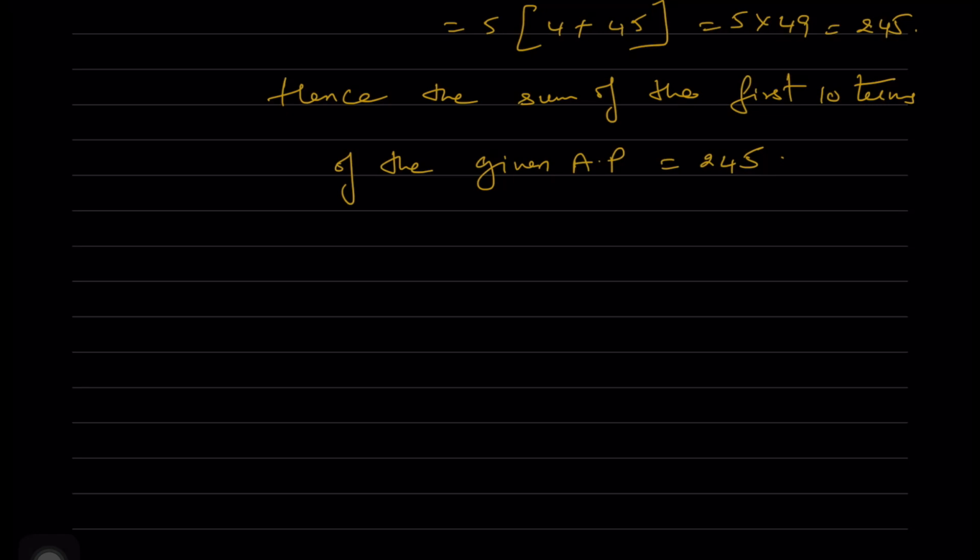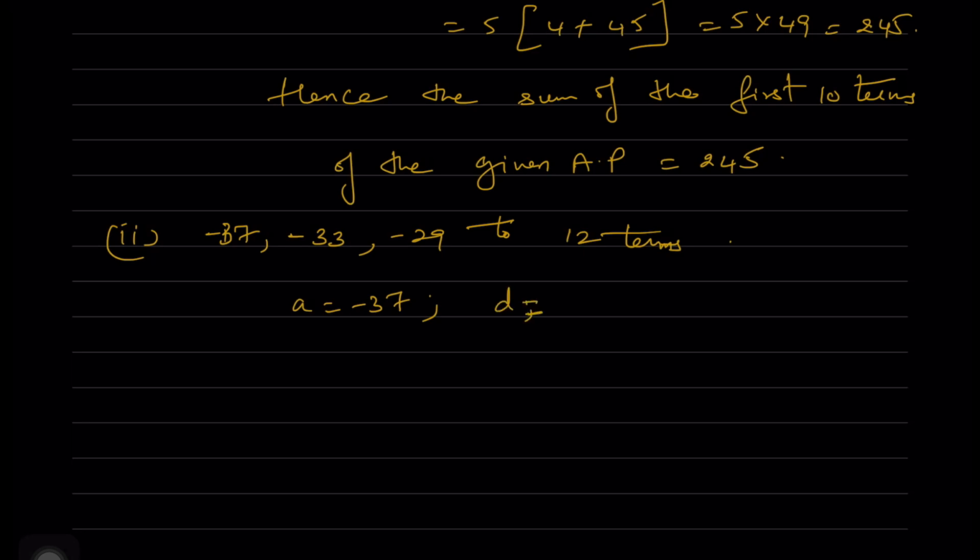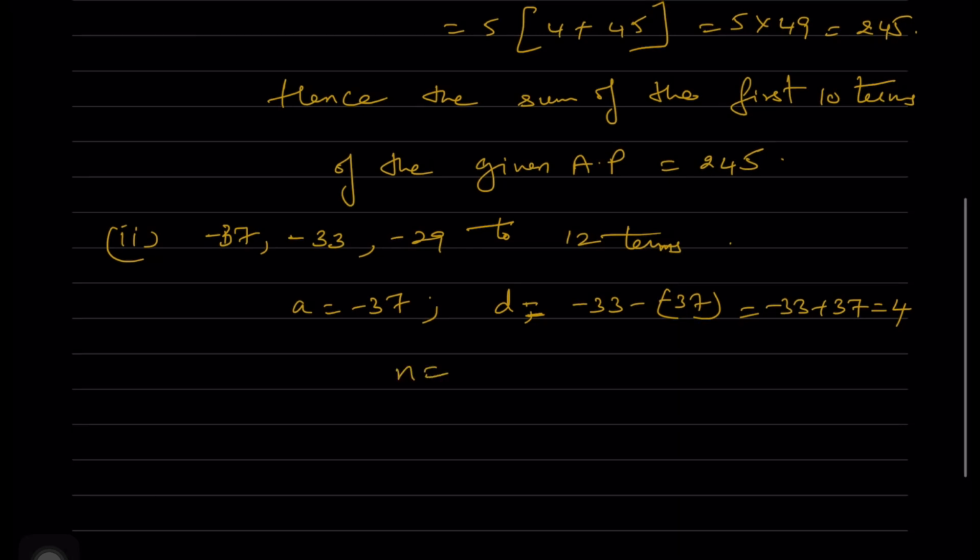So going into the second one, the second problem is minus 37, minus 33, minus 29, to 12 terms. So in this, what all is given, we'll just see. Here we have a is equal to minus 37 and the common difference d is equal to minus 33 minus of minus 37, which is equal to minus 33 plus 37, which is equal to 4. n is equal to 12.